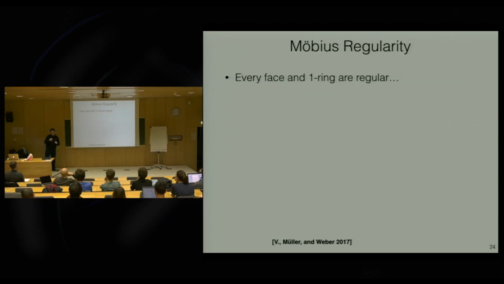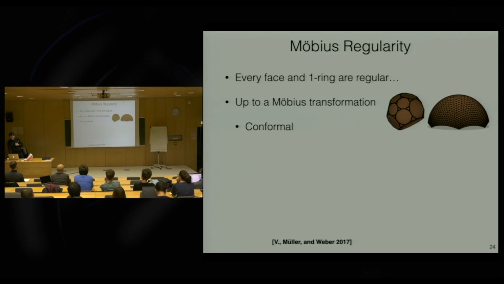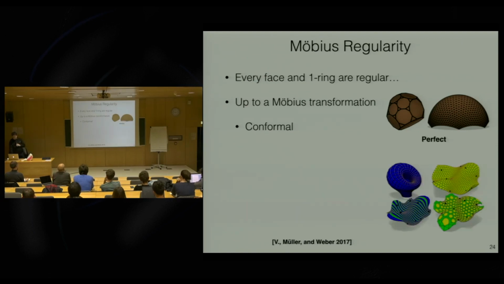I define a mesh to be Möbius regular if every face and every one ring are Euclideanly regular, which means totally symmetric, everything you would think about regularity, up to a Möbius transformation. That means a Möbius transformation of something that used to be regular in the plane. If you take the regular triangle grid and do a Möbius transformation, that's what you get. For me, this is still regular. So I allow conformality in the mix. Or this mesh that is just some kind of circle pattern, which I took the Möbius transformation of. So those are perfectly regular in my terms.